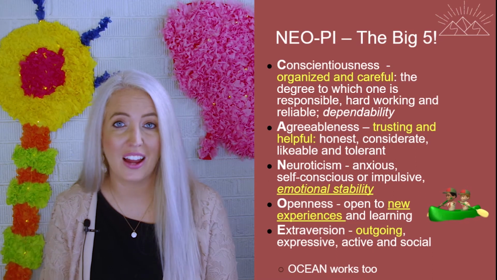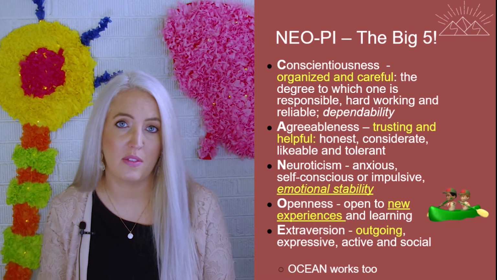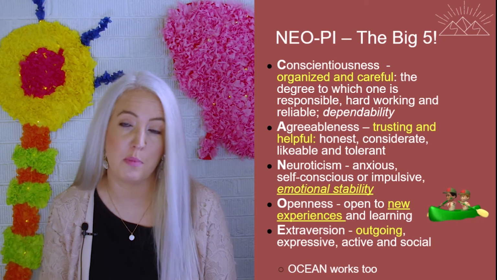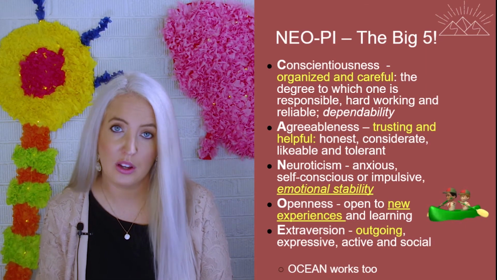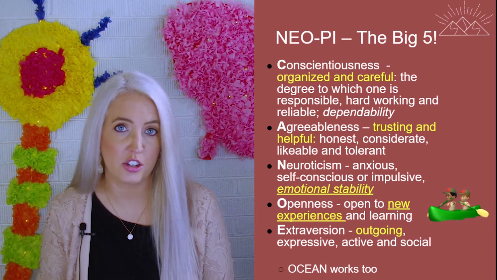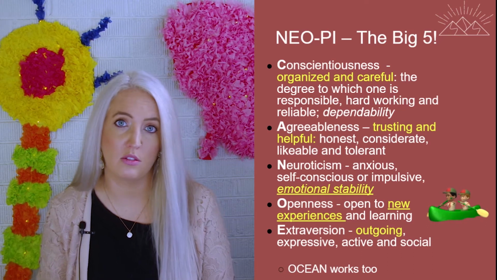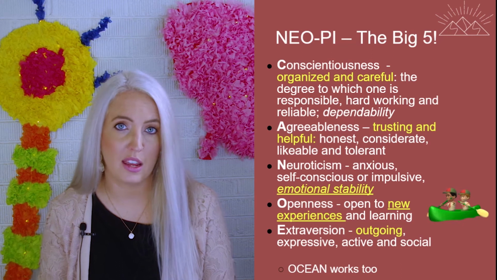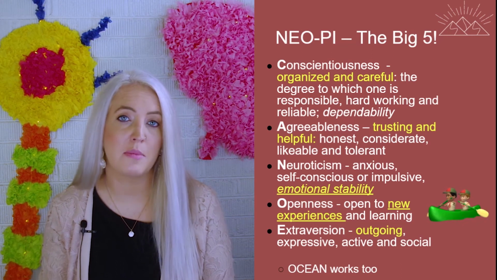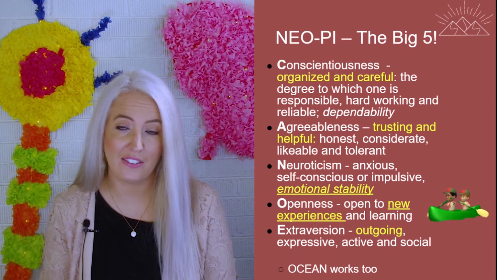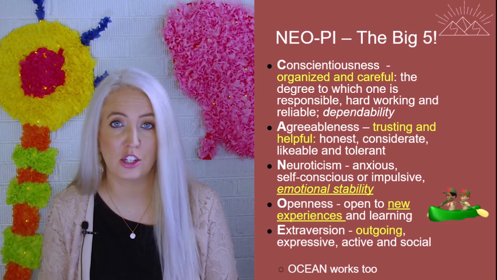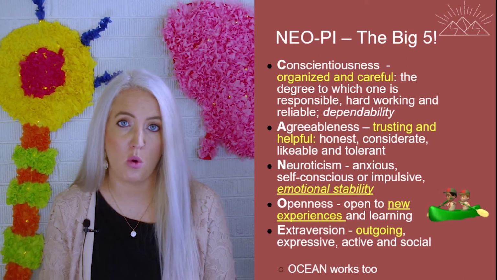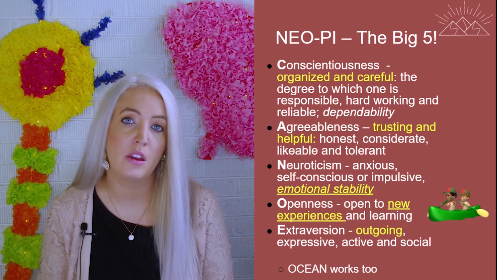Someone who is high on agreeableness is going to be very open to other people, more trusting of other people, where someone who scores low might be a little bit more cautious or suspicious when meeting new people. Neuroticism looks at emotional stability. So high neuroticism means someone that experiences a lot of emotions and often to the extremes, where low on neuroticism is going to be more emotionally stable.